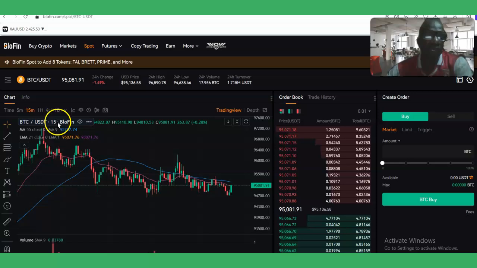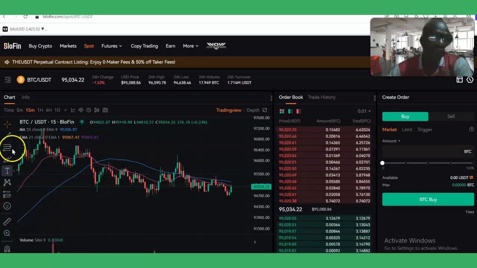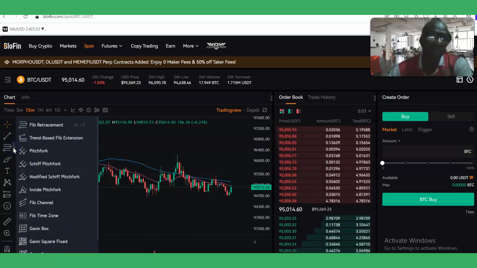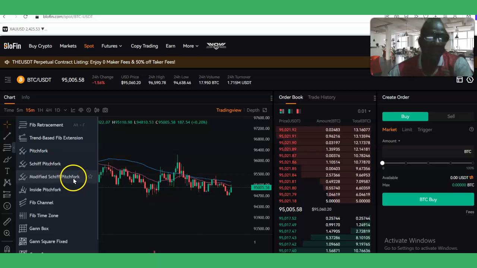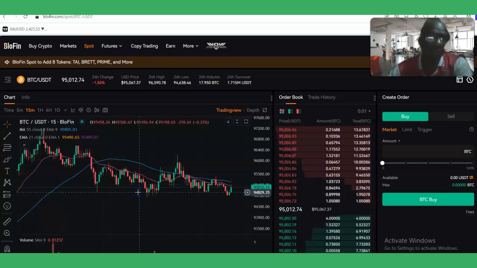Now we can also use indicators or tools. You can see tools here you can place in. This is your Fibonacci retracement. This is your trend-based Fibonacci extension. This is your pitchfork, the Schiff pitchfork, the modified Schiff pitchfork. You have the inside pitchfork. We have the Fibo channel, we have the Fibo time zone, and all the rest of them. So it depends on what you really want.